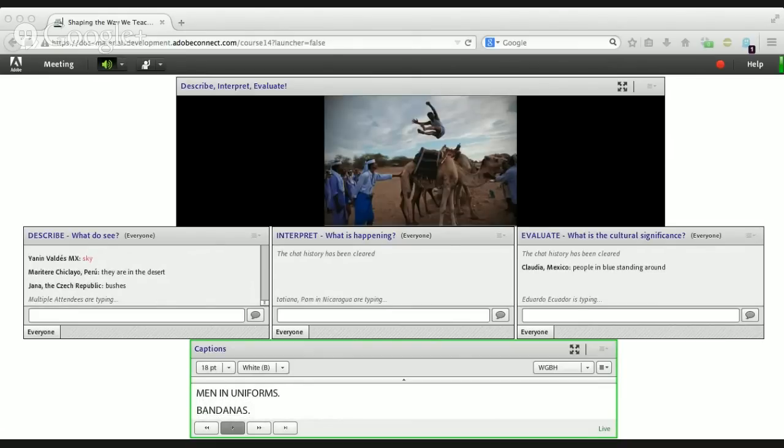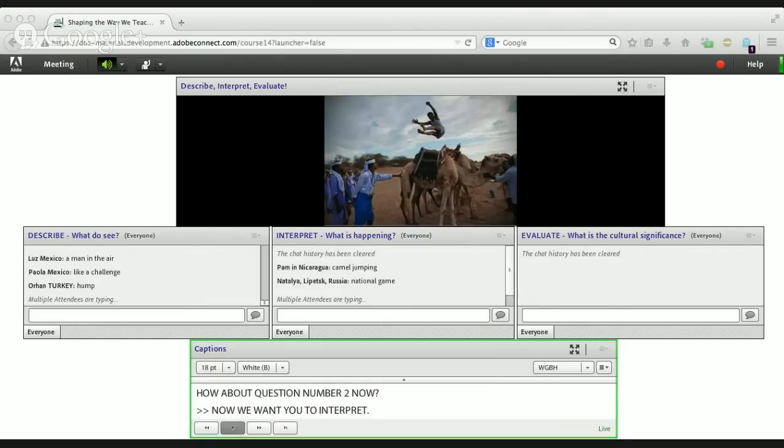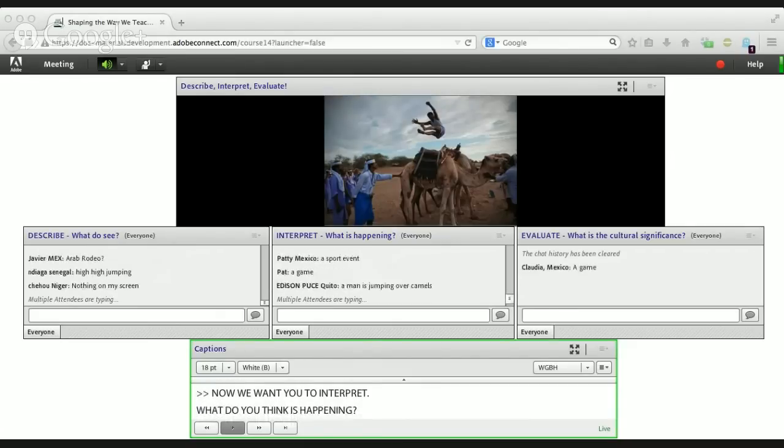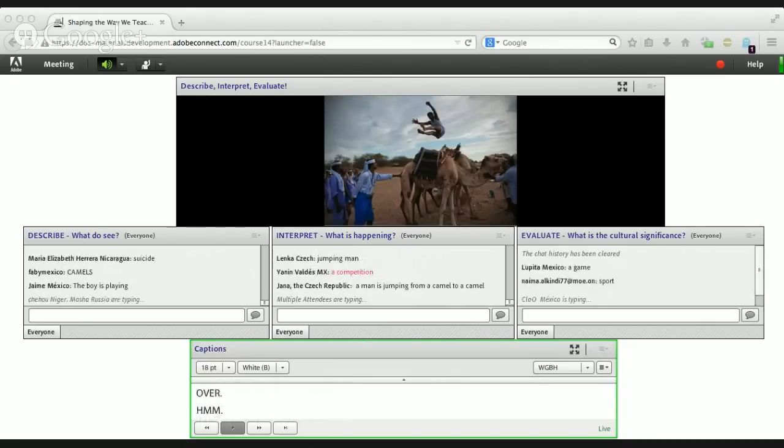All right, so now we want you to interpret. What do you think is happening? Camel jumping, national game. How many camels can you jump over? I think like 5 or 6. Yeah, I could definitely jump over 6 camels. You could not.